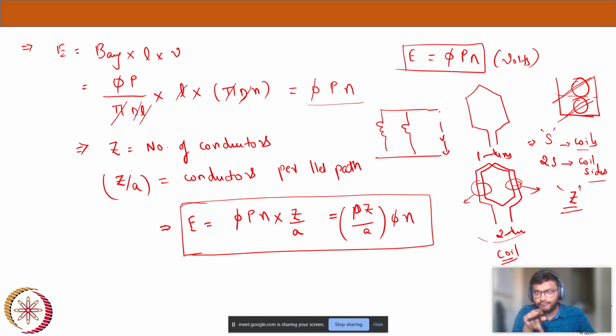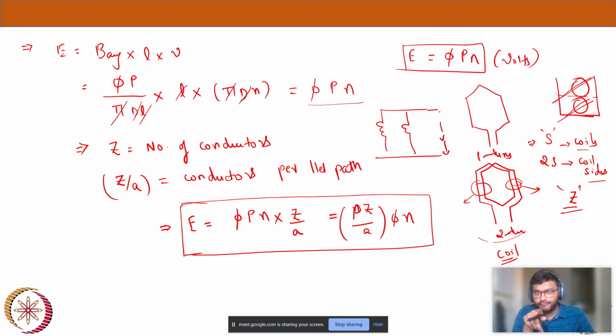Flux divided by area gives the value of B average. Once I get B average, my induced EMF will be BLV, where L is length and V is velocity. How do we get velocity? Velocity is frequency multiplied by the length of the machine, and the length is pi d, which is 2 pi r, multiplied by the frequency, that is n rotations per second.